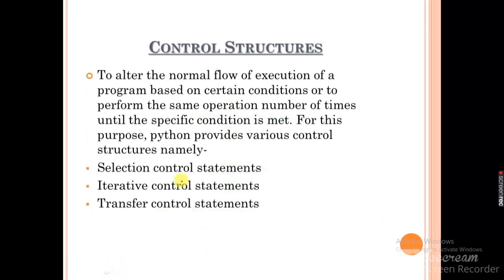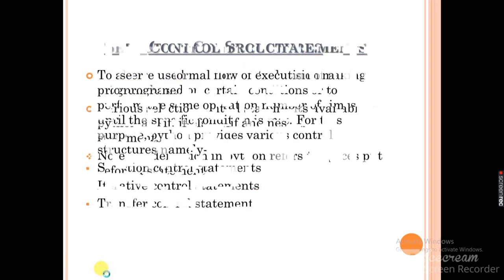Then we have some control structures also in Python, to alter the normal flow of execution of a program based on certain conditions, or to perform the same operation a number of times until the condition we want is met. For this purpose, Python provides various control structures. There are basically three kinds: selection control statements, iterative control statements, and transfer control statements.